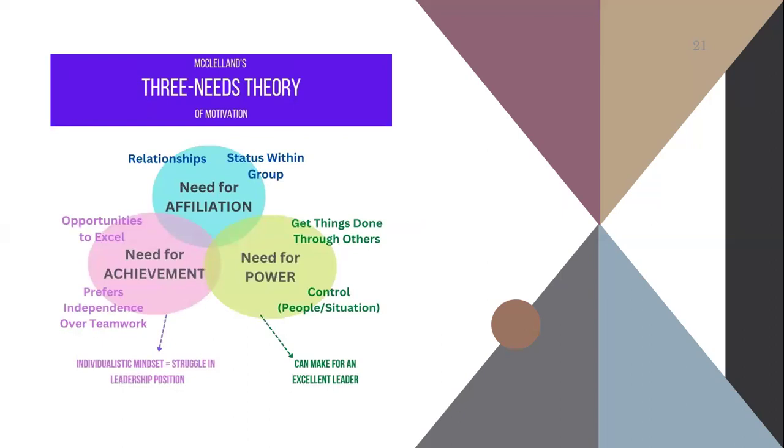So this is the diagrammatic representation of three needs theory or McClelland's theory, which shows there's an overlap between the need for affiliation, need for achievement, and need for power. People who have more need for affiliation will work very well in an environment when they're included in a group. And people whose need for power is more as compared to the other needs get things done through others, and they can make very good or excellent leaders.